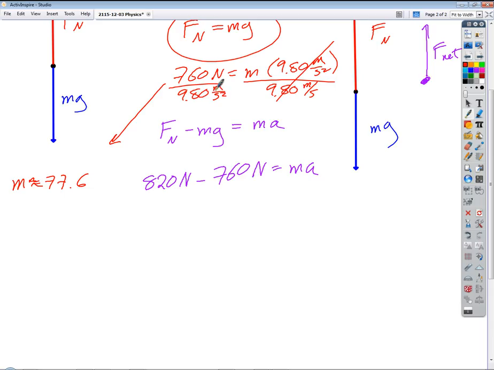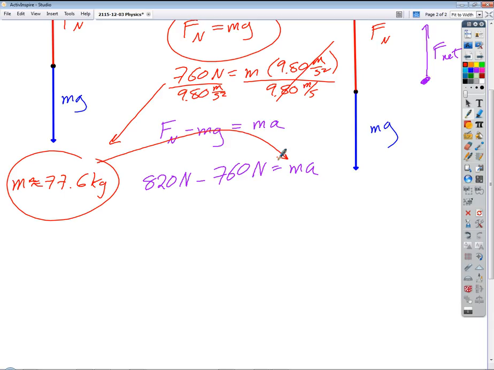Do we even need to worry about it though? No, that's why we use newtons, because newtons play nicely with meters and seconds, right? We could even just forget about the units. They're going to work out if we use newtons, right? So that's our mass. Now we can solve for acceleration.